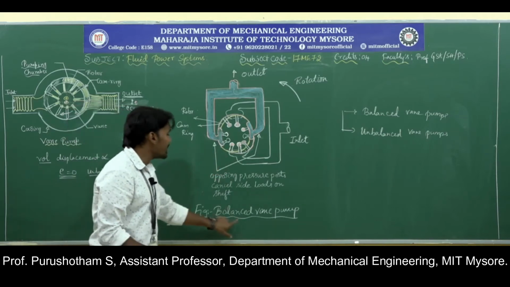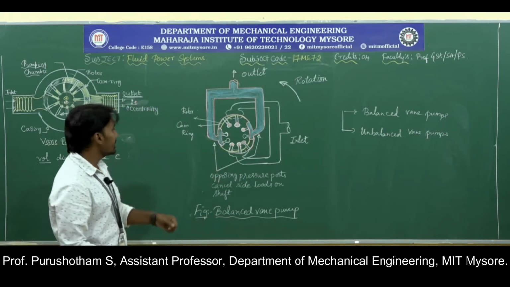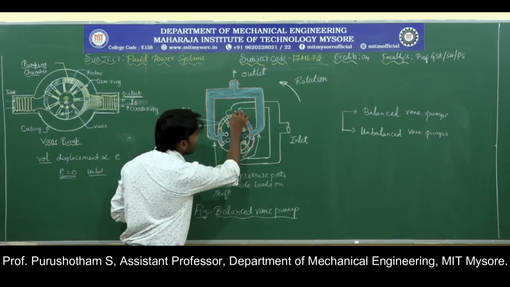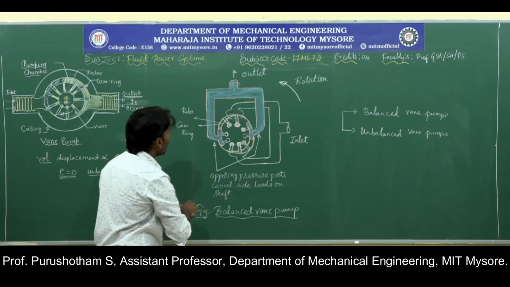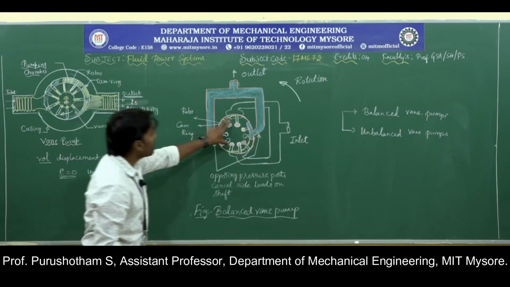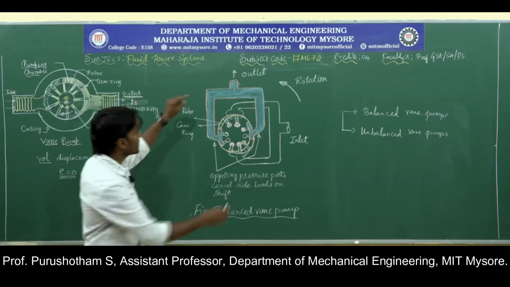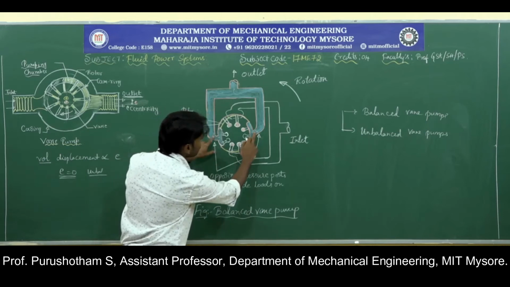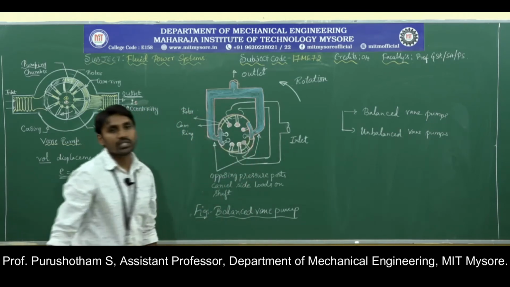Then in balanced vane pumps, we can see two inlet ports. This will be one inlet port and this will be another inlet port. Then two outlet ports, they are placed diametrically opposite to each other. So these will be the inlet ports, which are diametrically opposite to each other, and these will be the outlet ports, which are also diametrically opposite to each other.